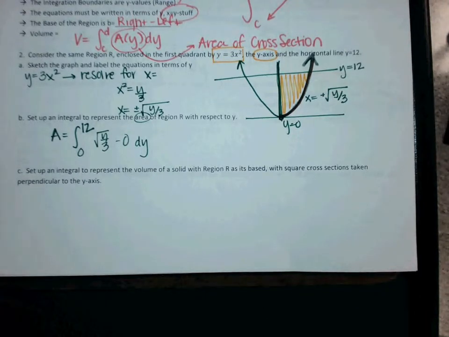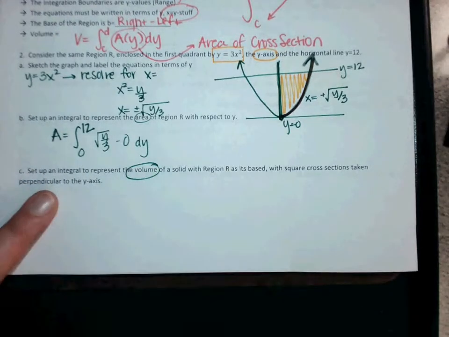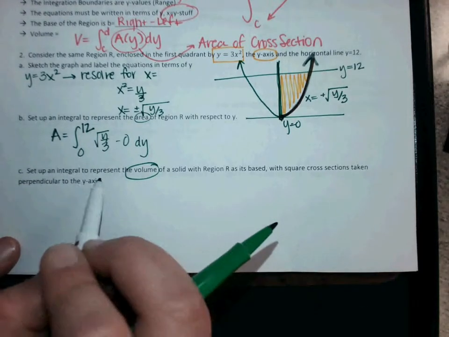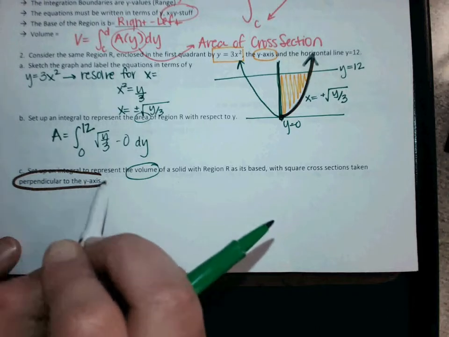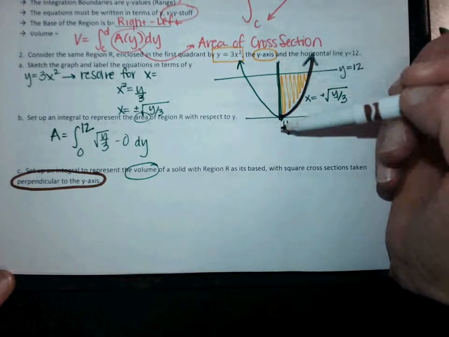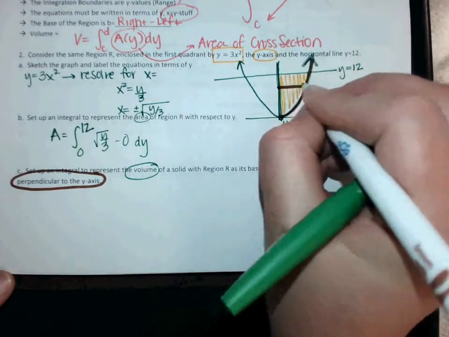Okay, now go to part C. Instead of area, now we want volume. So the first thing that I want you to do is draw your cross section. It says that it should be perpendicular to the y-axis. So if the y-axis is this way, then perpendicular to that is this way.